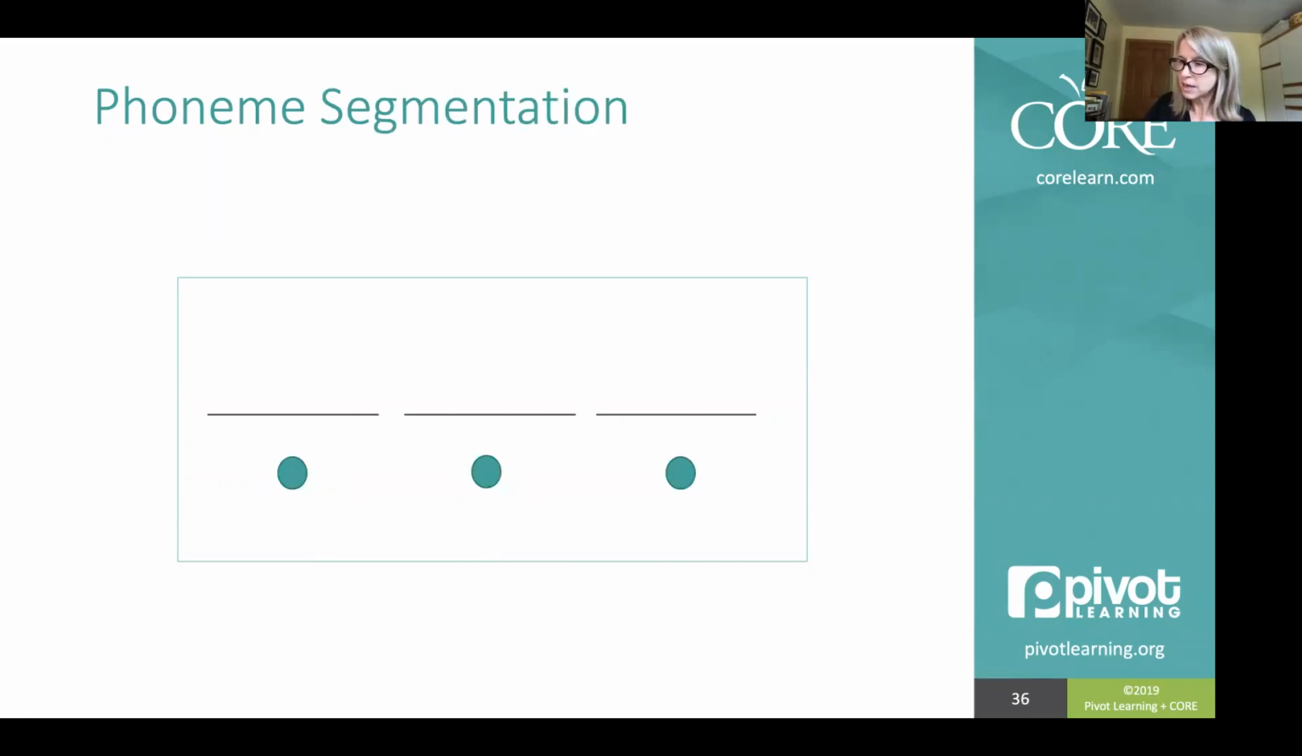For phoneme segmentation, again, a very simple template that I made on a slide. I'll say a word. You tell me the sounds in the word. Listen, rap. Say it. Say the sounds in rap. Yes, the sounds in rap are r, a, p, rap.